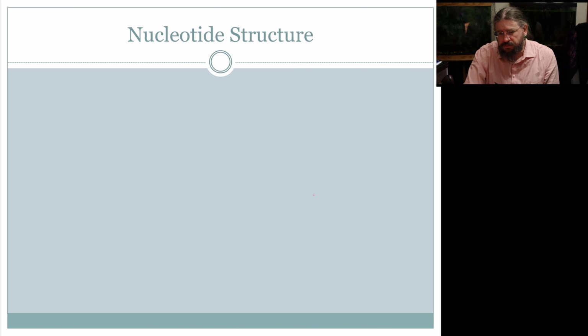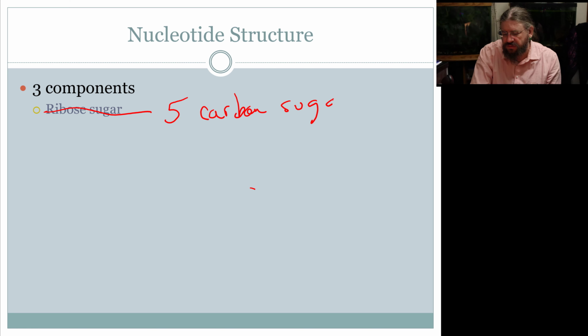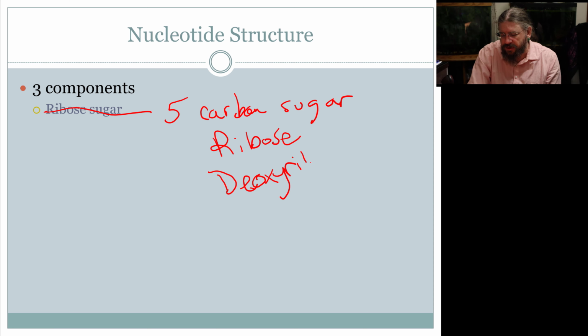Nucleotides are built out of 3 basic ingredients, right? There's a carbohydrate, a phosphate functional group, and a nitrogenous base. The carbohydrate is based on ribose, so it's, to be most specific, a 5-carbon sugar. And it comes in 2 flavors: ribose or deoxyribose.